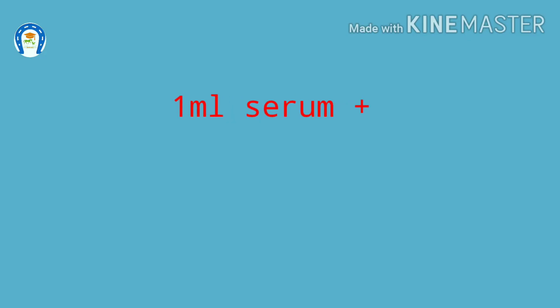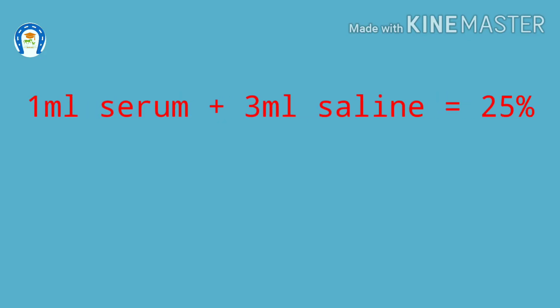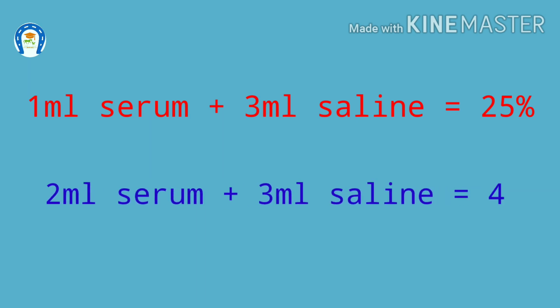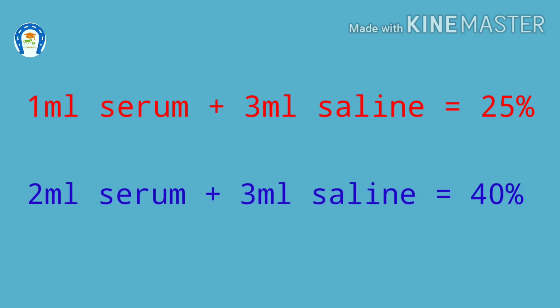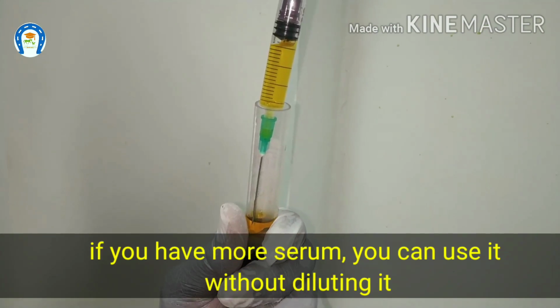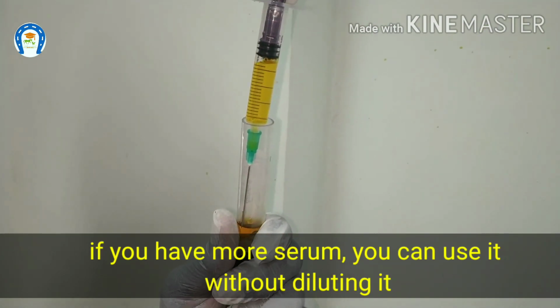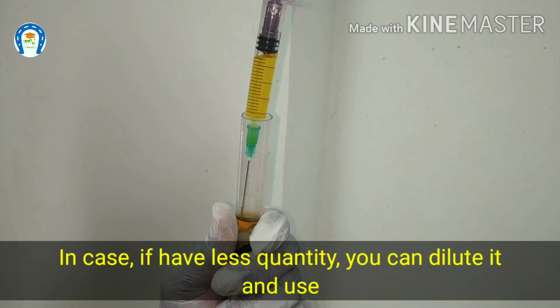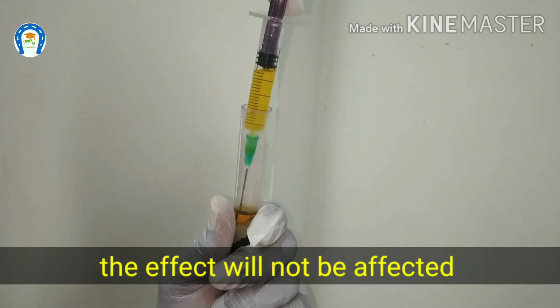If you add 1 ml of serum in 3 ml of sterile water or 0.9% normal saline, that will give 25% concentration. If you add 2 ml in 3 ml of saline, you will get 40% concentration. If you have more serum, you can use it without diluting. In case you have less quantity, you can dilute it and use. The effect will not be affected.